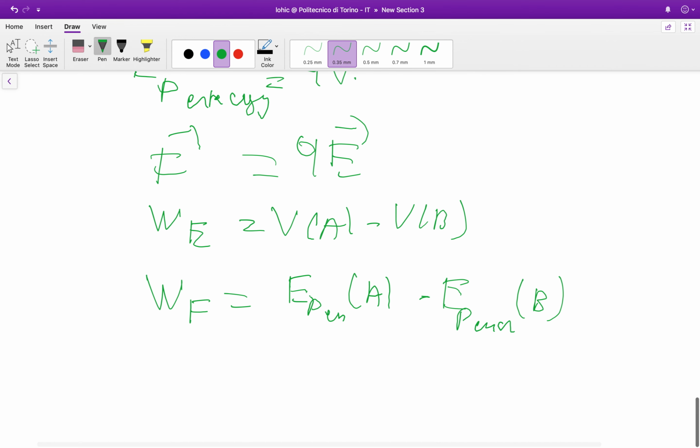So there is a kind of duality. The work of the field and the electric potential deal with the electric field, and the electric potential energy deals with the electric force. Is that clear? And we can even say that the electric force is minus the gradient of the electric potential energy.